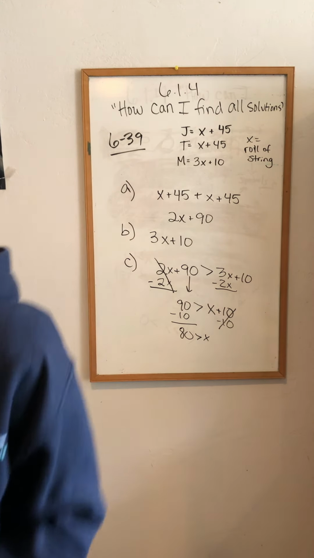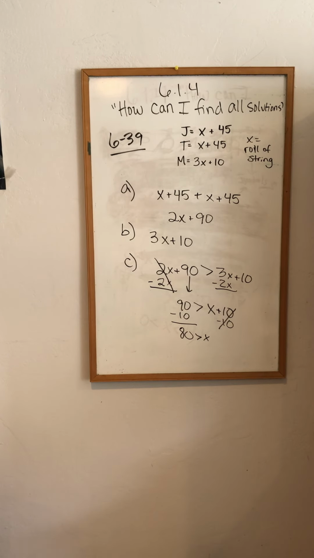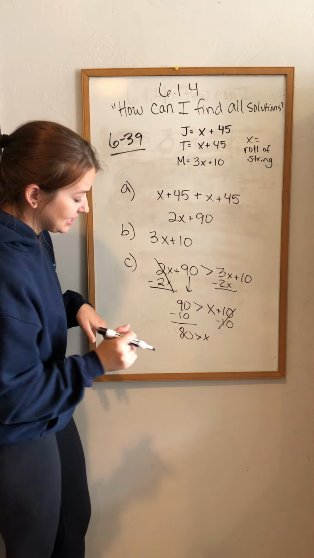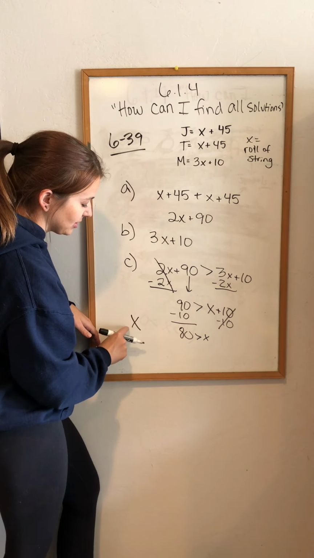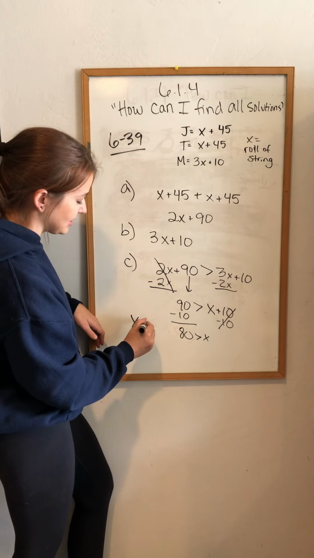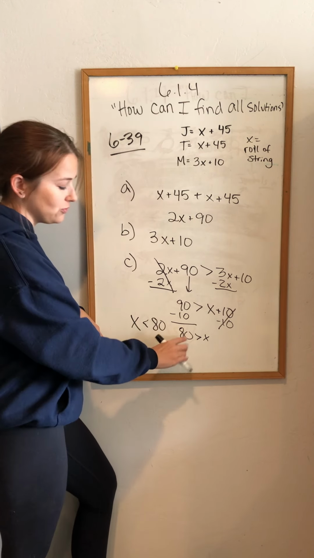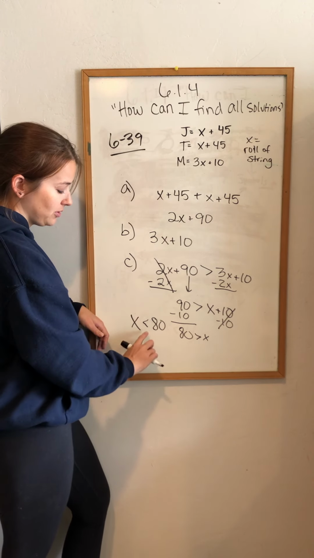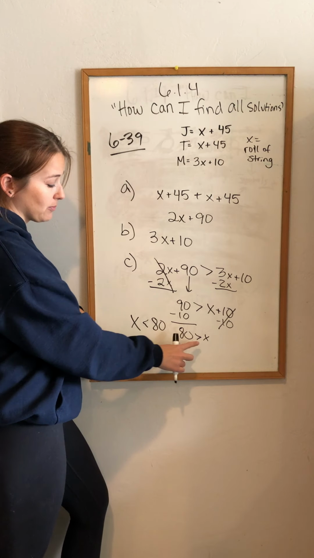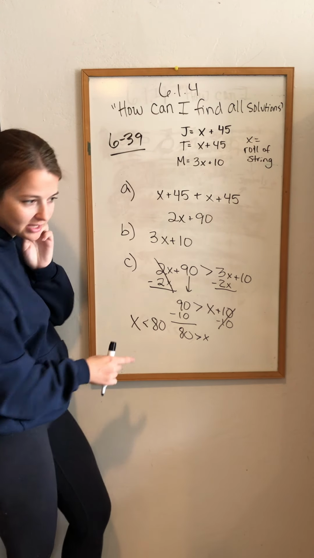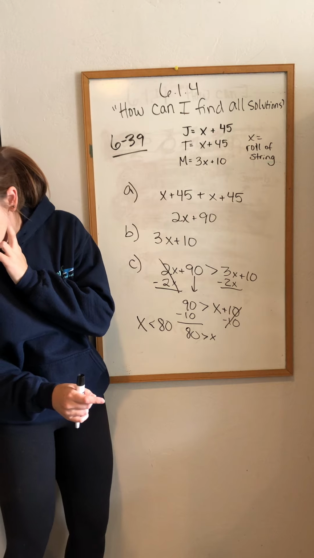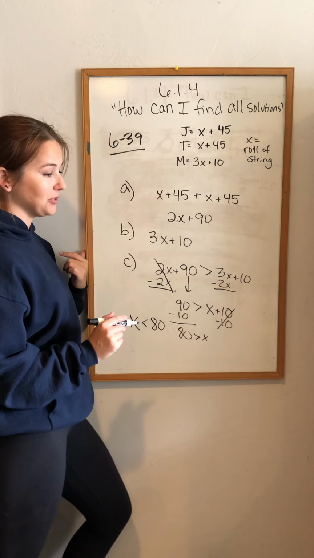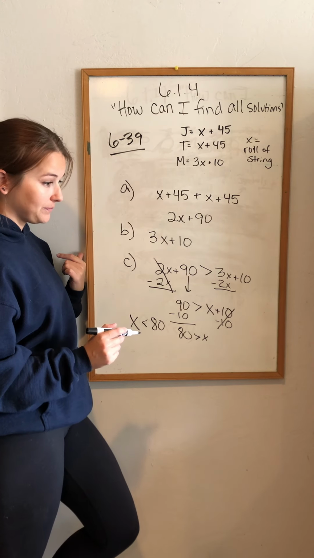Hopefully you can still see that. Okay, good. So 80 would have to be greater than x. That means if we wanted x on this side, it would be x is less than 80. Notice how if you want to switch this x over here, you have to flip the inequality symbol the opposite way to flip the numbers. So x has to be less than 80 for Jordan and Terry to be able to fly their kite higher than Morgan.